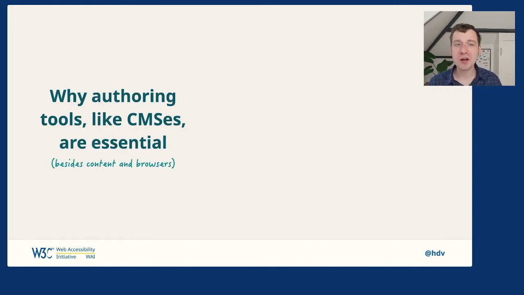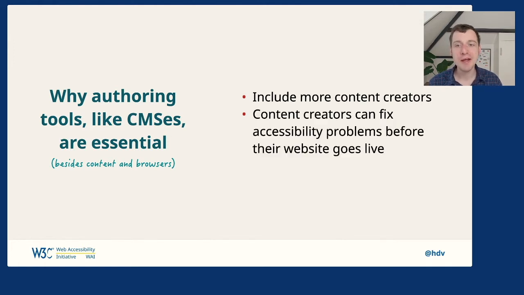Now, authoring tools are very important, and CMSs with that. They're essential in this picture of web accessibility, because if we get it right in authoring tools, we'll be able to include more content creators. We can have more people publish stuff on the web. And the second reason that I think authoring tools are so important and exciting is that content creators may be allowed to fix accessibility problems before their website goes live. It is the central theme of what I want to say today.